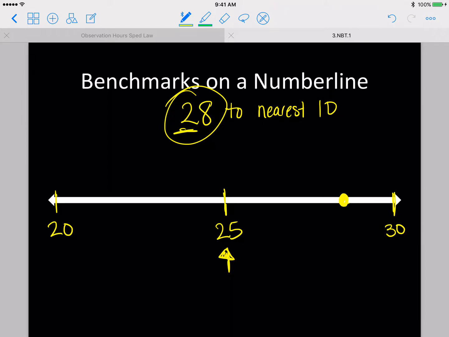So in rounding, if the number is at the midpoint or above, you're going to round up. If it's before the midpoint here, you're going to round down. But since 28 is 25 or bigger, it is going to round up to 30. And I'm going to show you some more examples. So 28, that's right here. It's going to round up to 30.